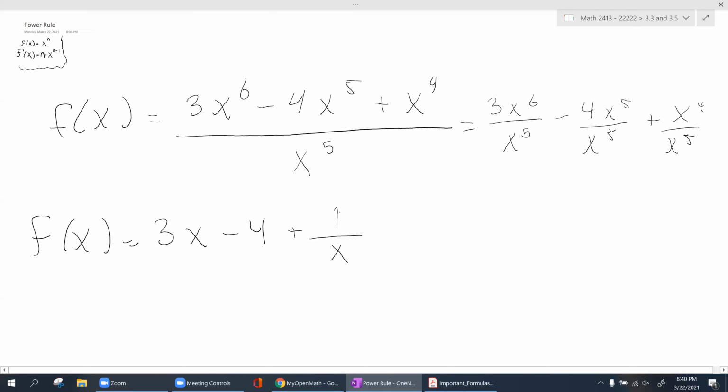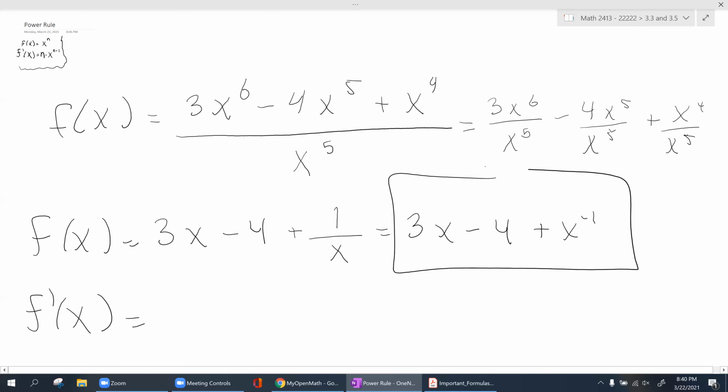Let me go ahead and rewrite this one more time because I want to rewrite this fraction. This is going to be 3x minus 4 plus x to the -1. At this point, I can go ahead and take my derivative. The derivative of this function is going to be, and I'll let you work this one out, I'll let you check your work, and you should get 3 minus 1 over x squared when you've simplified it. If you need to pause the video, please do so. That is how you would solve that function.